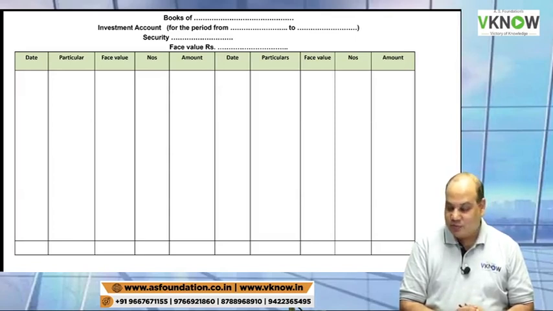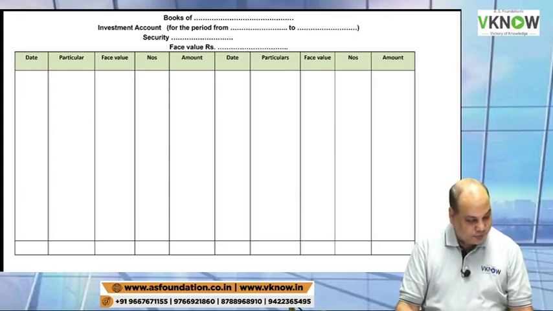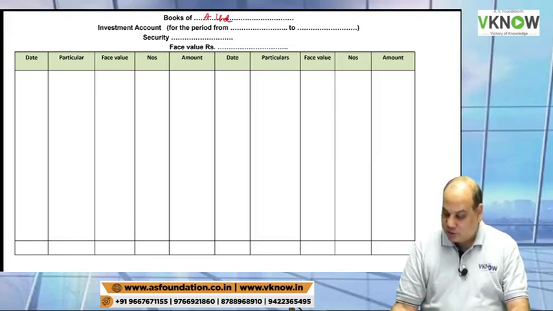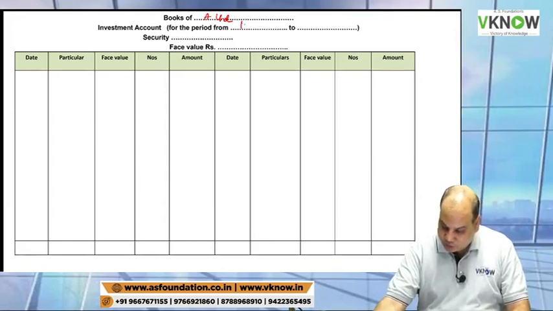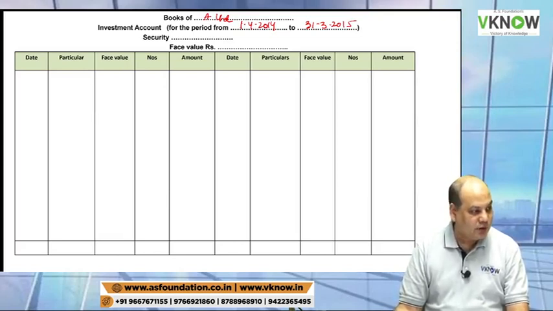Madhuvanti Jaraman, please write down books of A Limited. Books of A Limited. Investment account for the period from 1/4/14. Write down in good handwriting with proper columns. This will give you full 8 marks. This question is for 6 to 8 marks. Okay. Now, Mr. Sunny, start writing.